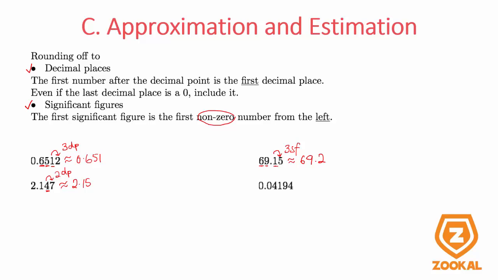So in this case, first non-zero number from the left would be 4. So if I also wanted to approximate this to 3 significant figures, first, second, third, you look at the 4, there has to be no change.